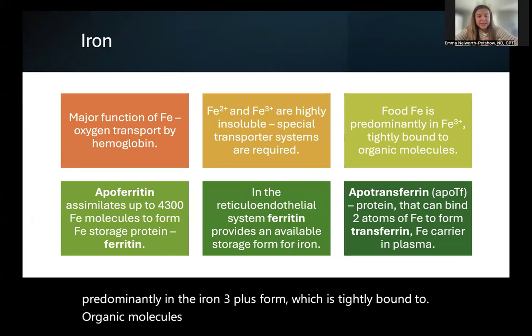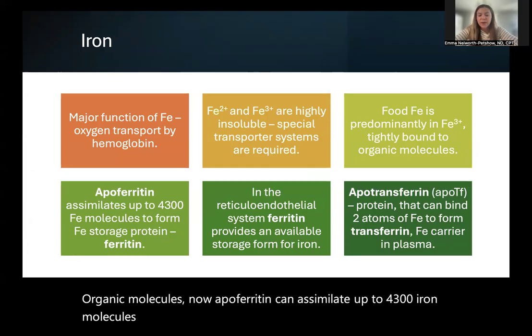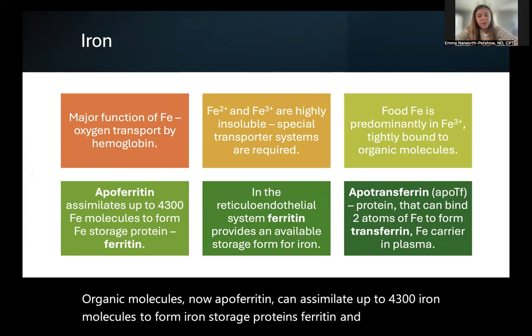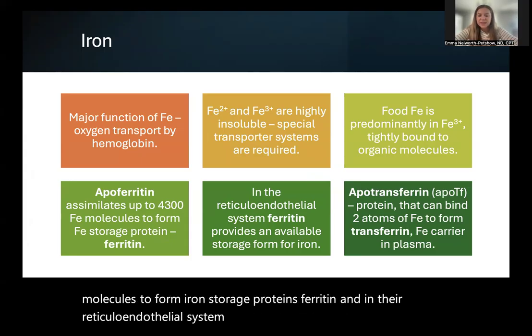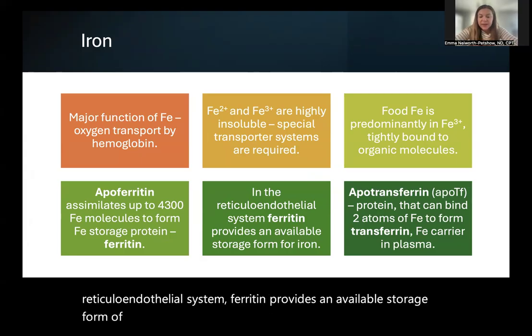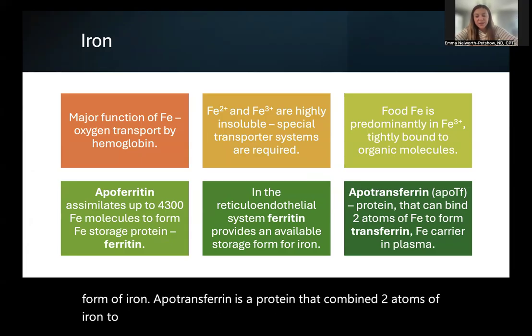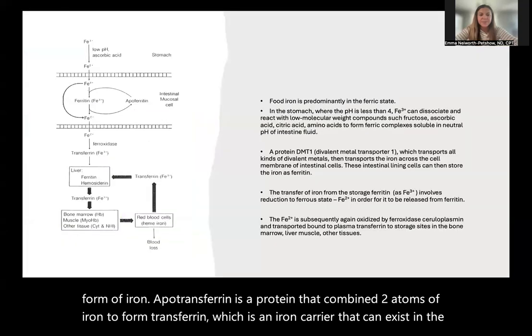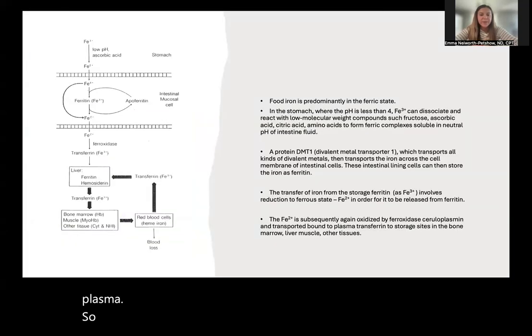Now, apoferritin can assimilate up to 4,300 iron molecules to form iron storage proteins, ferritin. And in the reticuloendothelial system, ferritin provides an available storage form of iron. Apotransferrin is a protein that combines two atoms of iron to form transferrin, which is an iron carrier that can exist in the plasma. So food iron, we have to recognize, is primarily in this Fe3 ferric state.